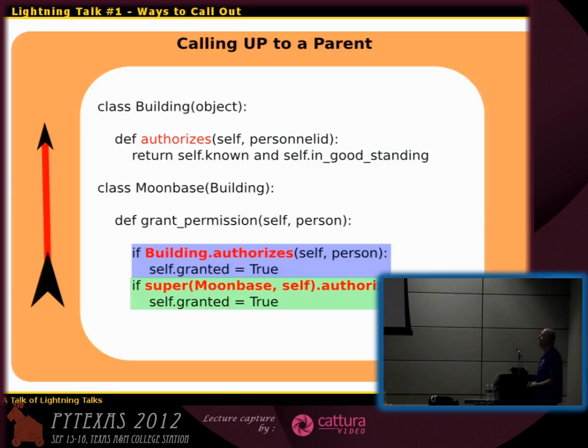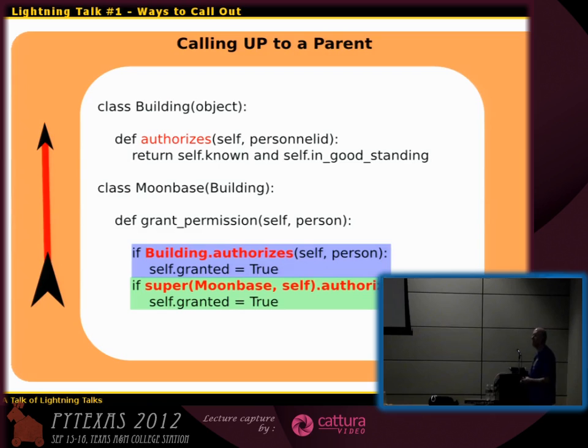Whenever people start using Python, if they're new to programming in general, or new to object-oriented programming, I should say, they sometimes aren't real clear on how a parent class and a child class interact, or how they should interact in a certain design of a program. So here we have a parent class called Building, inheriting from object, the base class of Python. And we have a child class called Moonbase that inherits from it.